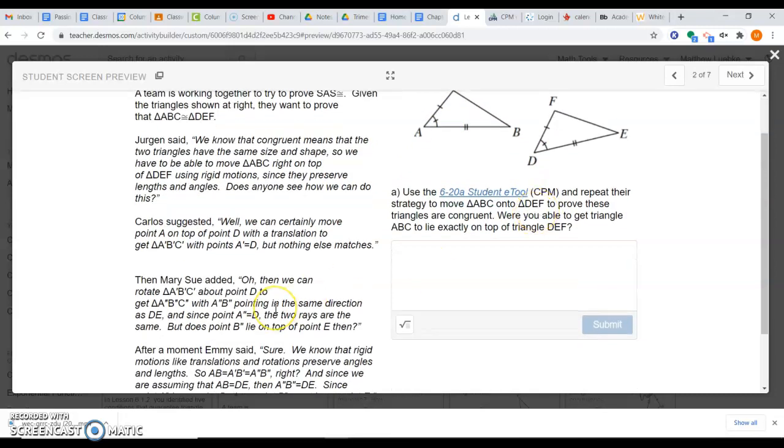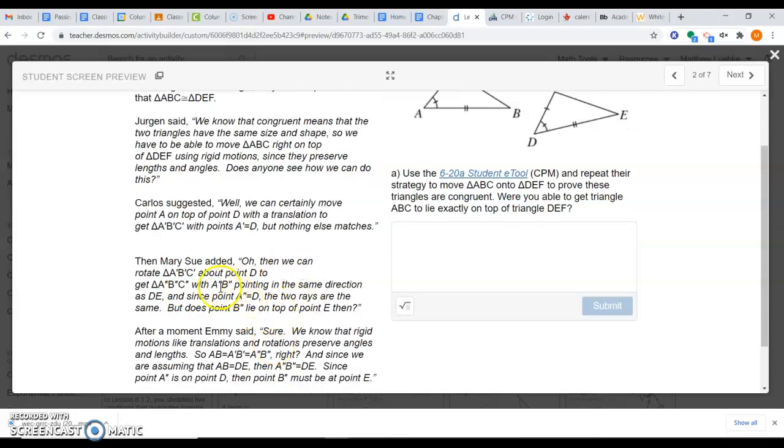Okay? Then Mary Sue added, oh, then we can rotate A prime, B prime, C prime about that point D and get A double prime, B double prime, C double prime with A double prime, B double prime pointing in the same direction as DE. So again, they're now saying A double prime, B double prime, C double prime because a second transformation, a rotation, took place. And so again, even though it looks exactly the same, it's a new triangle, so we denote it using those primes.